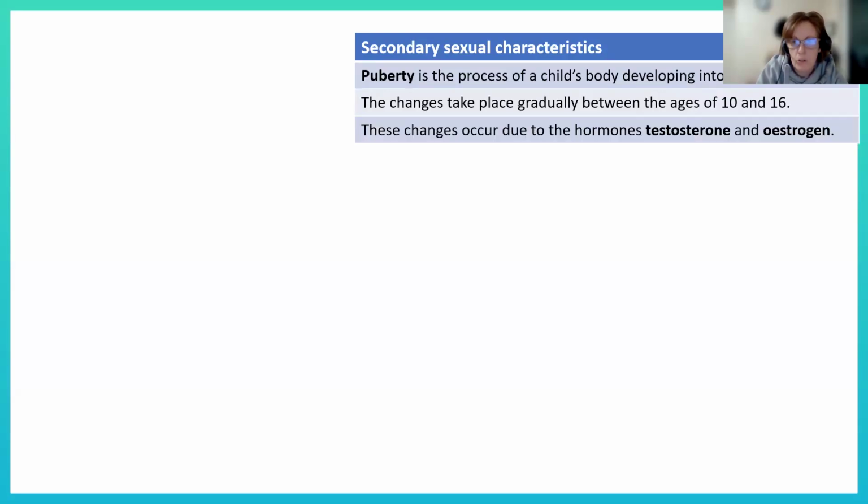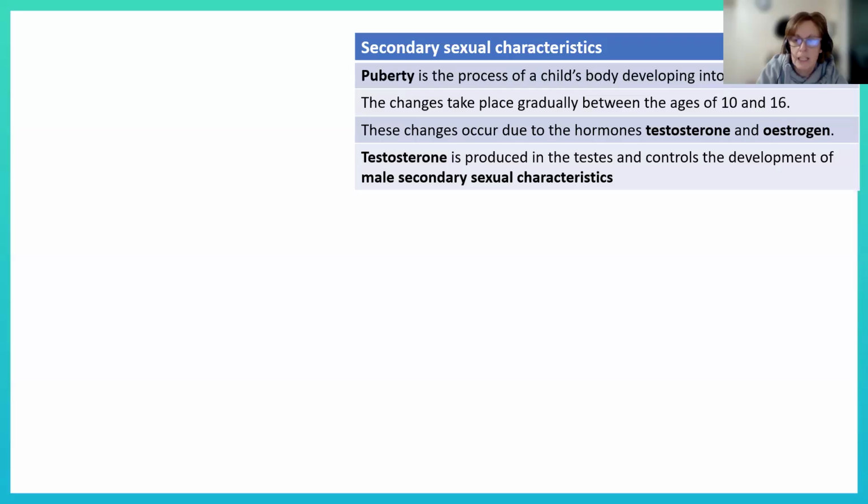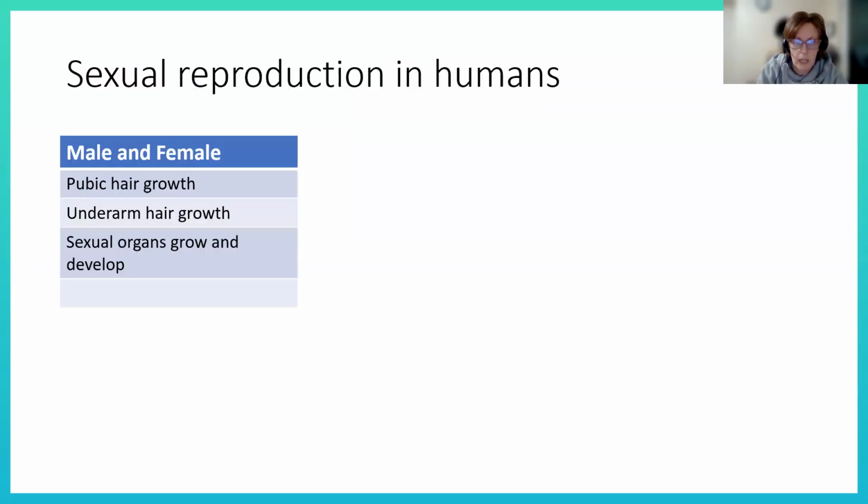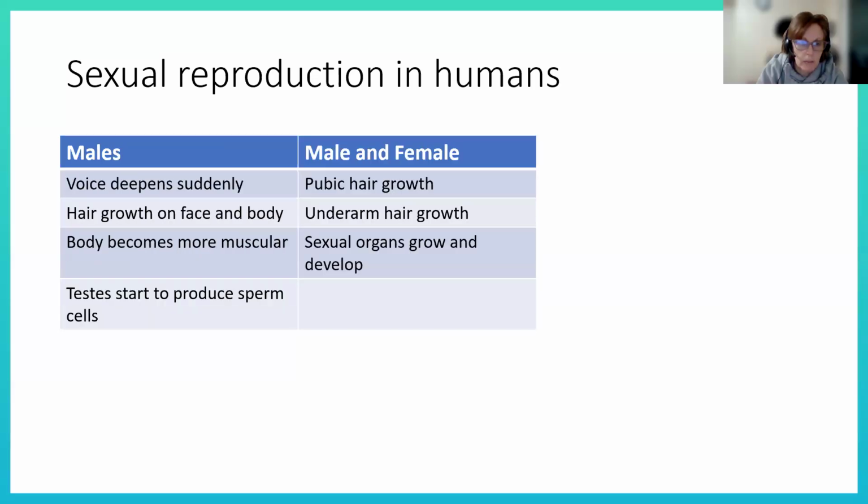These changes are occurring due to the hormones testosterone and estrogen. Testosterone is produced in the testes and controls the development of male secondary sexual characteristics. Estrogen is produced in the ovaries and is essentially doing the same for females, controlling the development of female secondary sexual characteristics. What we mean by sexual characteristics are pubic hair growth, underarm hair growth, that happens in males and females, and the development of sexual organs. So they grow and develop.